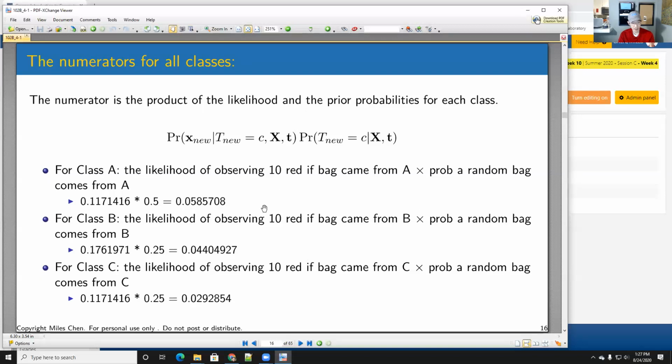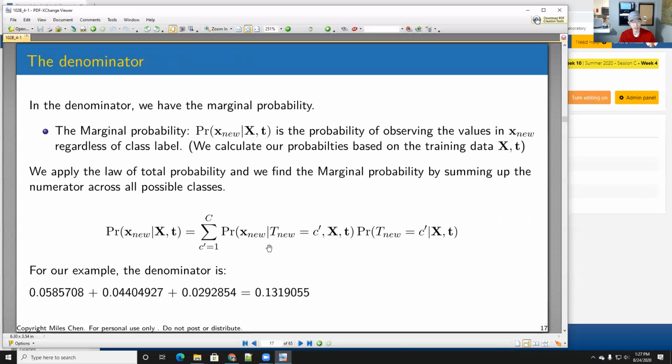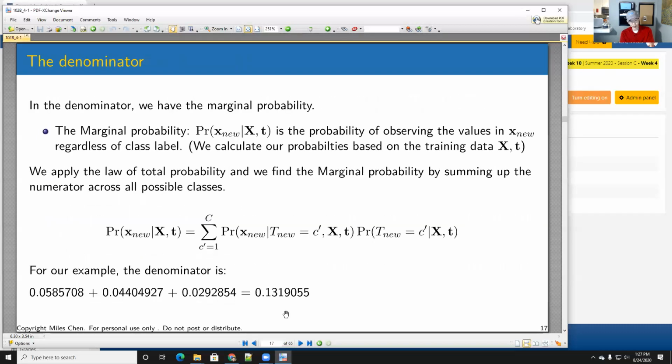Now, if I add these up, these things do not add up to 1, okay, and that's where the denominator comes in. The denominator is basically a scaling factor so that the resulting probabilities will add up to 1, because that's a rule. So the denominator, which is just the probability of getting x new, is the probability of getting the observed values in x new regardless of the class label, right?